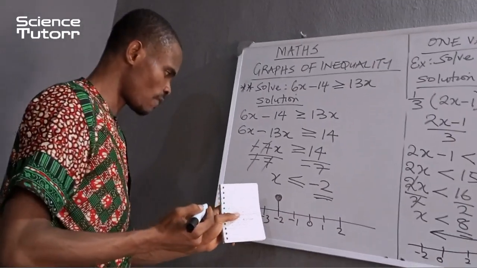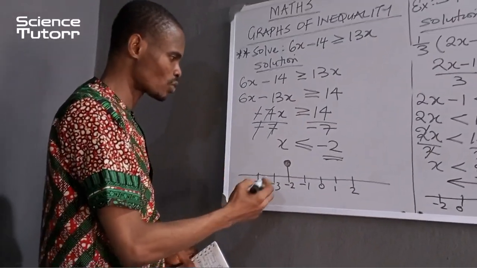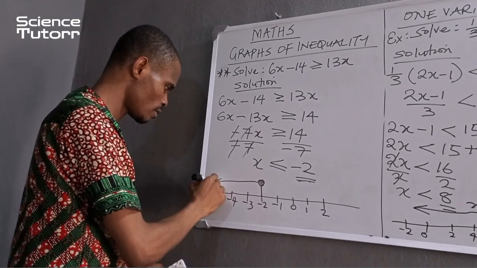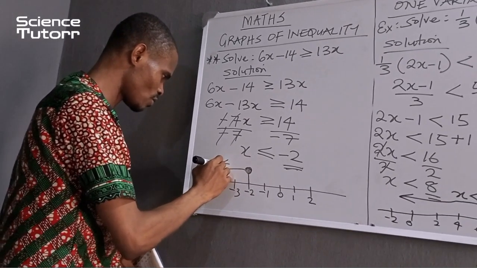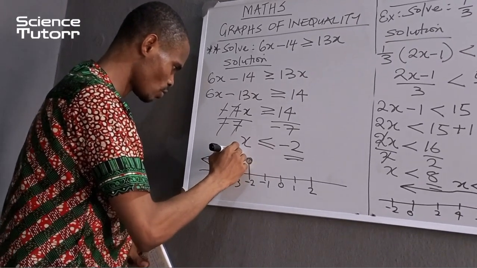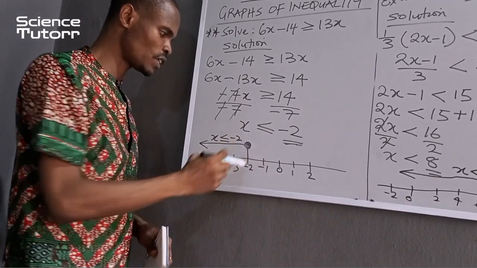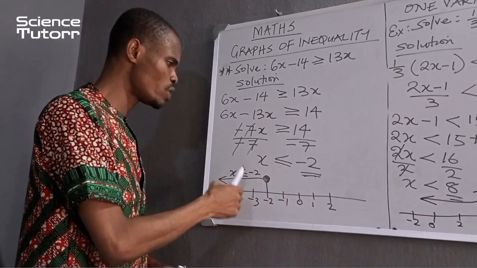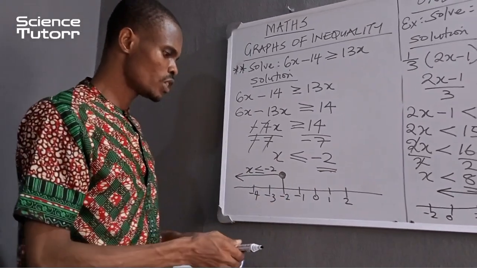What it means is that the values to the left hand side are less than or equal to minus 2. So my arrow goes this way. So this signifies x to be less than or equal to minus 2. Remember I said in the previous video that the tick dot simply means the boundary is weak. That means the value minus 2 is also included.